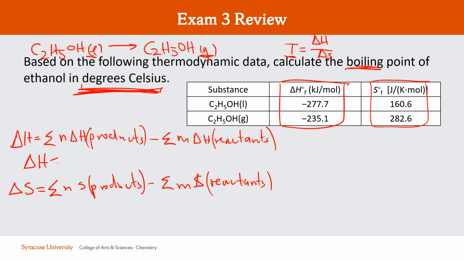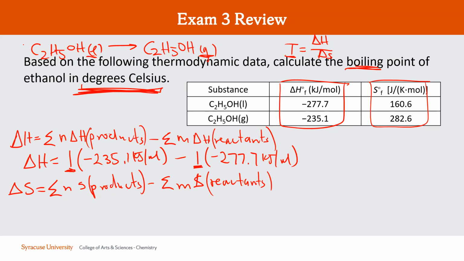So delta H equals, well, I've got 1 mole of ethanol as a product in the gas phase, and that is minus 235.1 kilojoules per mole. Minus, well, I've got 1 mole of ethanol in the liquid phase, and that delta H is minus 277.7 kilojoules per mole. Coefficient of 1, a molar coefficient of 1, because it's 1 mole of ethanol liquid goes to 1 mole of ethanol gas, right?